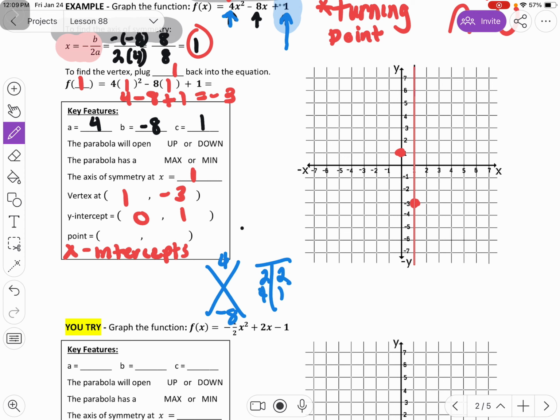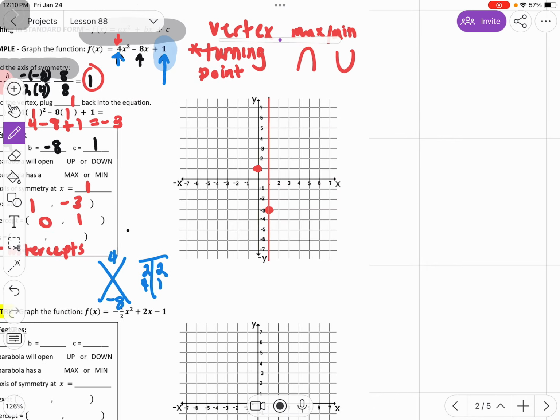The problem is I can't get to negative 8 from there. It's just not going to happen. I'm not going to have a whole number solution for the roots here. And so what I have to do is I'm forced to use the quadratic equation. So let me show you what that looks like.